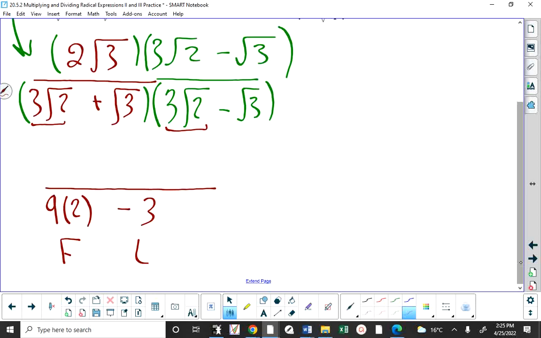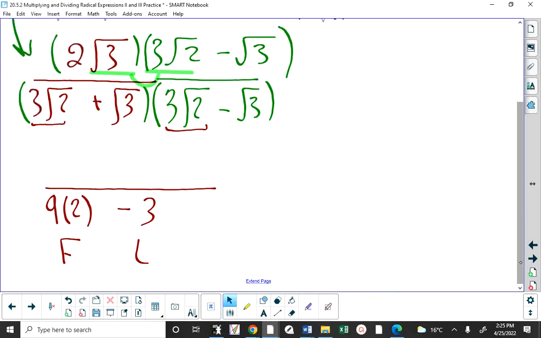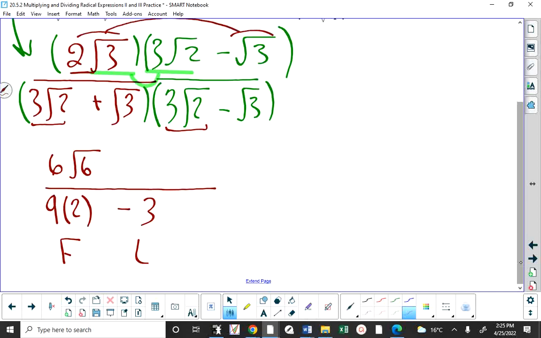On the top, be very careful. I'm going to multiply this by this, right? I have to do that. And that is going to give me 2 times the 3, this extends over to here. 2 times the 3 is 6. Root 3 times root 2 is root 6. Okay. Then I have to multiply the 2 root 3 by the negative root 3. There's really a 1 there. So when I multiply the coefficients, I take this 2 times this negative 1 and get negative 2. And then root 3 times root 3 is 3.